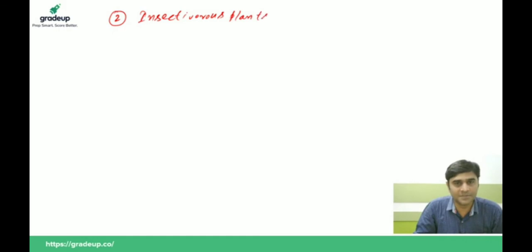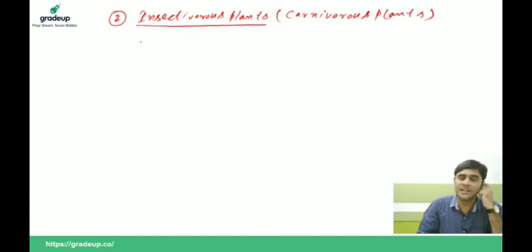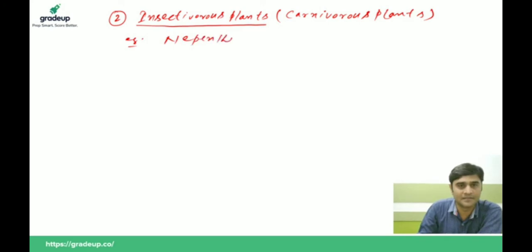And these plants are also known as carnivorous plants. Tell me some examples of insectivorous plants. The very famous example, these plants trap insects. Example is Nepenthes, which is commonly called pitcher plant. In Hindi it is called Ghat Parni.